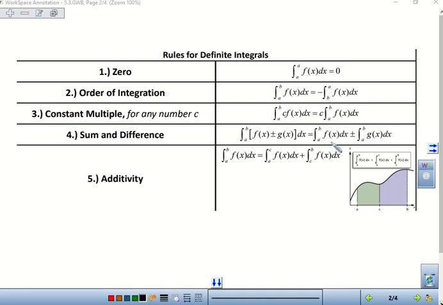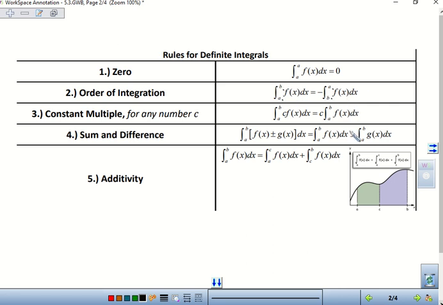The order of integration. So if you're integrating from a to b, and you decide to switch it and integrate from b to a, it maintains most of the same integral qualities except for the fact that it's going to become negative. So if the answer to this was 4, the answer to this would be?